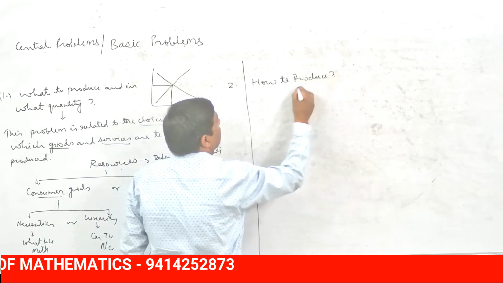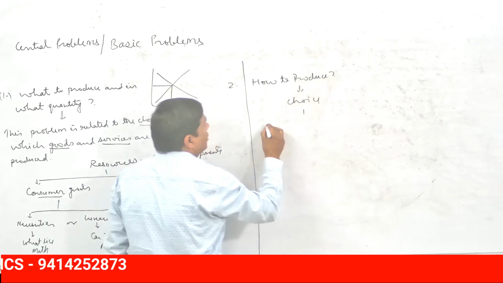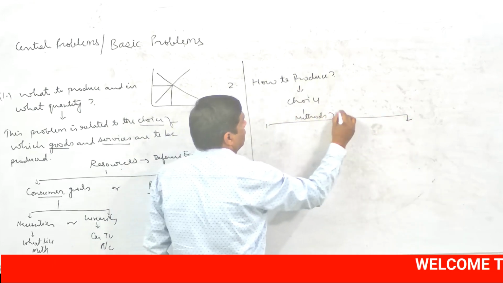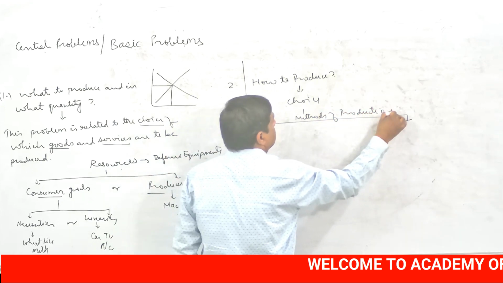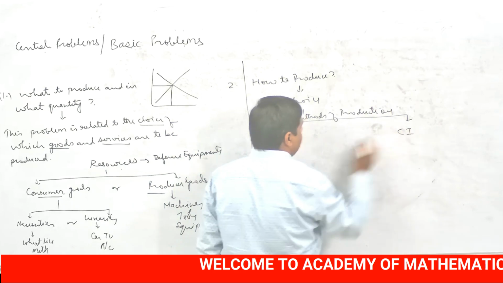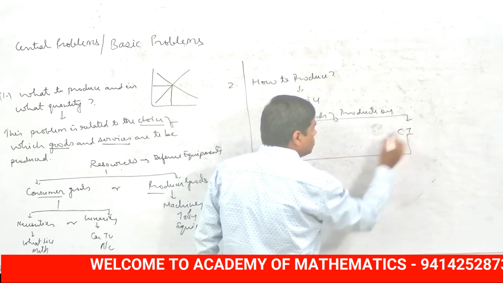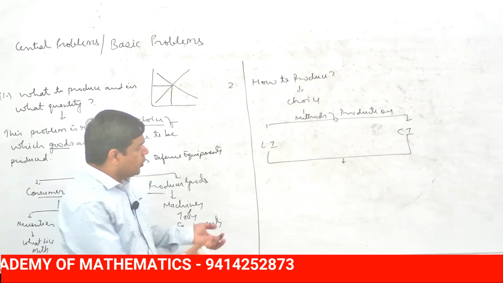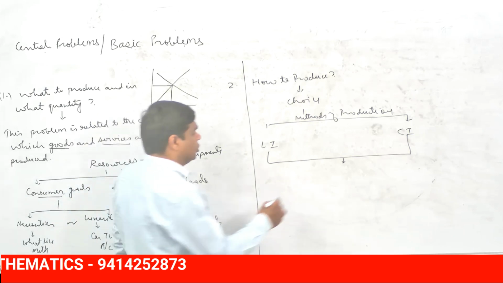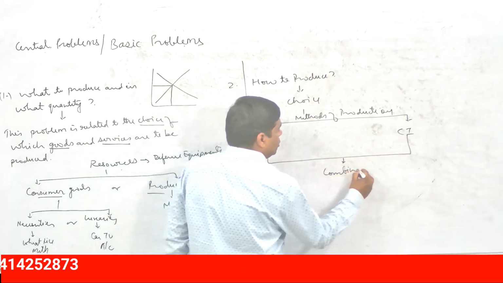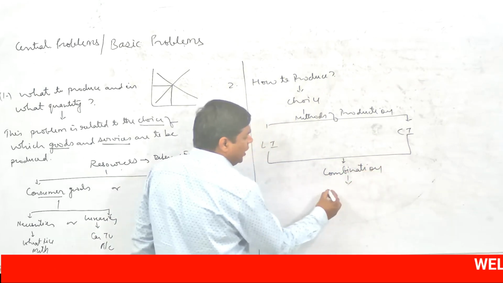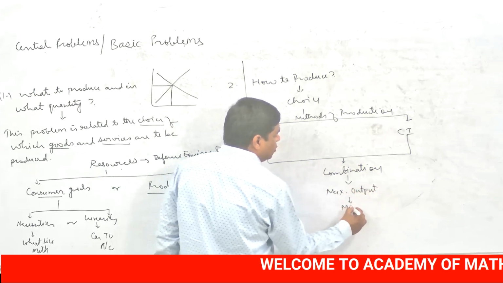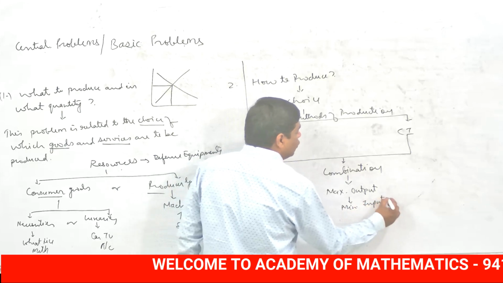Students, how to produce is again a problem of choice related to methods of production. There are two methods of production, that is labor intensive and capital intensive. See students, this how to produce, we know that production is done by the producer. So the producer always chooses that combination of labor and capital that gives the maximum output using minimum input. Since input means what we have to employ on the factors of production.